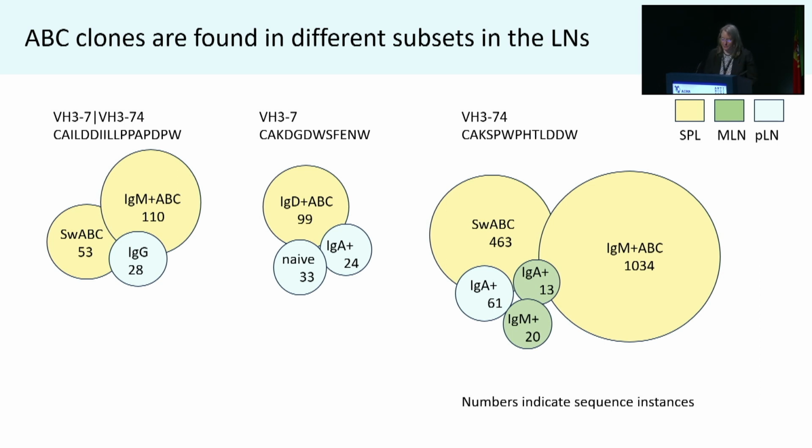So ABC clones can be found in different subsets of lymph nodes, and in different B cell subsets in the lymph nodes. Here we're looking formally at a couple of individual clones, and you can see in the yellow circles that we have switched ABCs and IgM ABCs in the spleen, but then we have IgG memory cells sitting in the pancreatic lymph node. So these are a very nice demonstration of clones that can occupy different B cell subsets in different tissues.